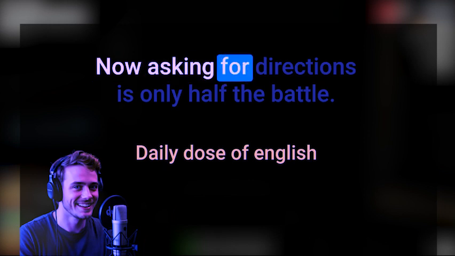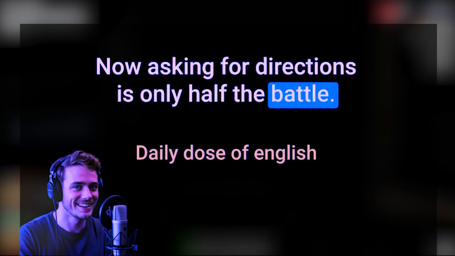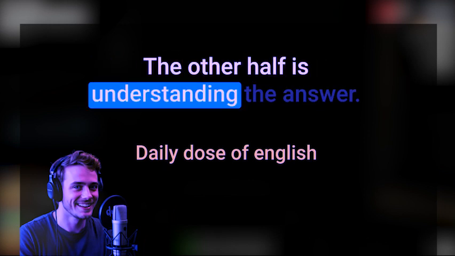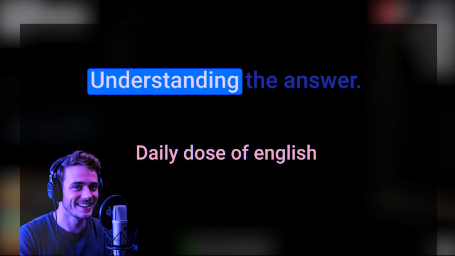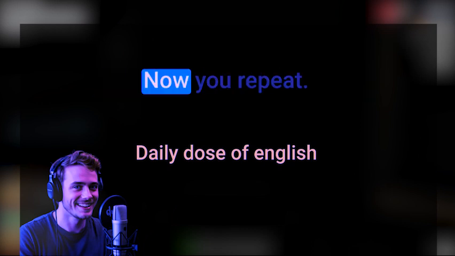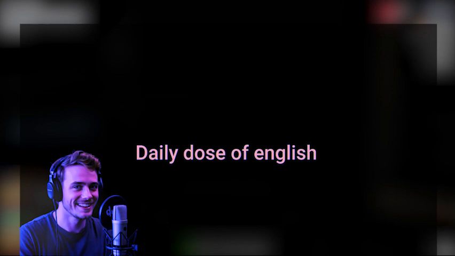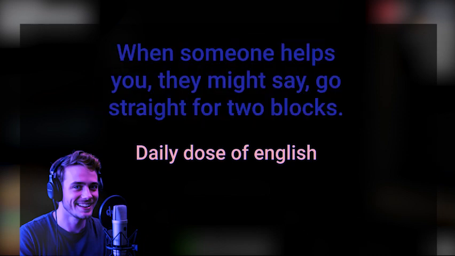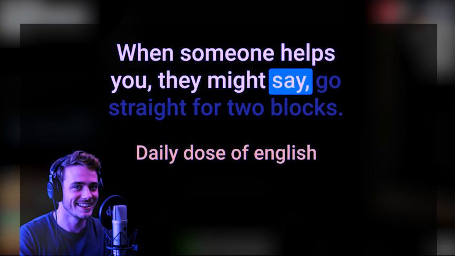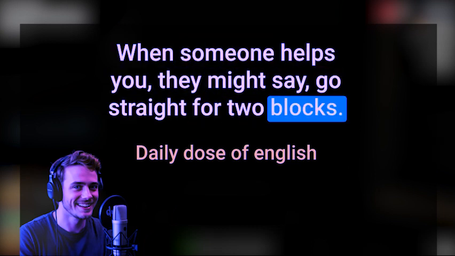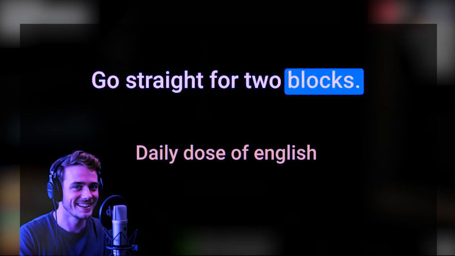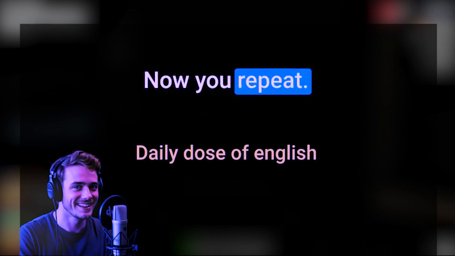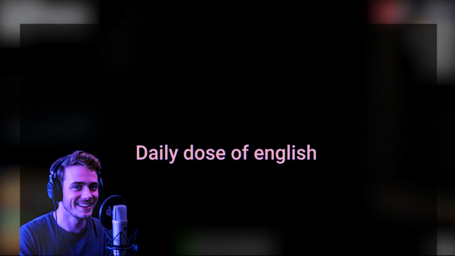Understanding directions. Now asking for directions is only half the battle. The other half is understanding the answer. Understanding the answer. Now you repeat. Let's learn the most common phrases people use when giving directions. When someone helps you, they might say, "Go straight for 2 blocks." Now you repeat.